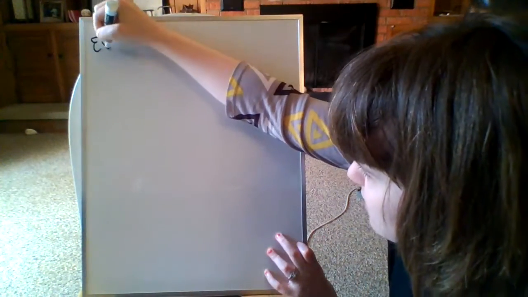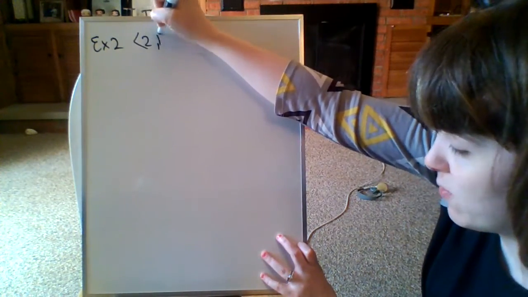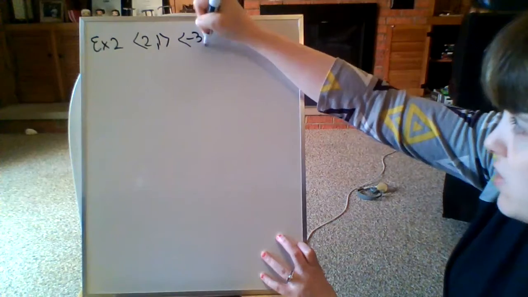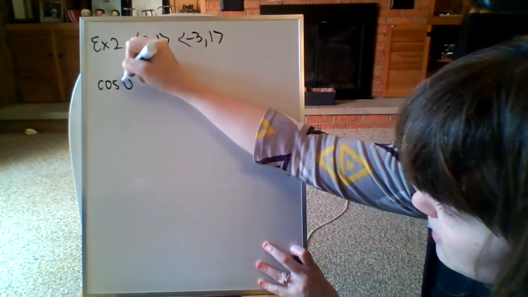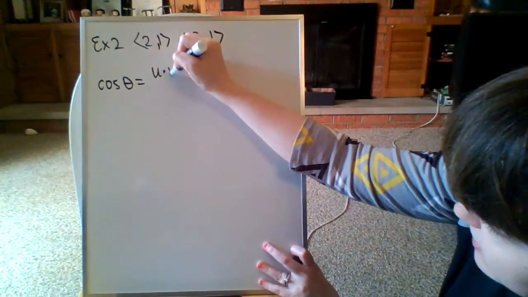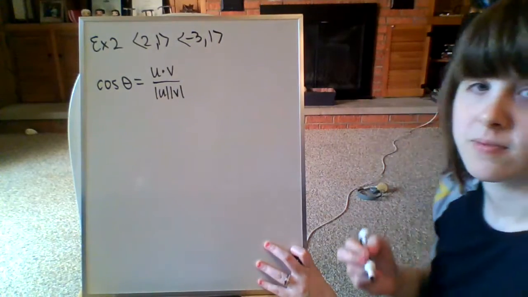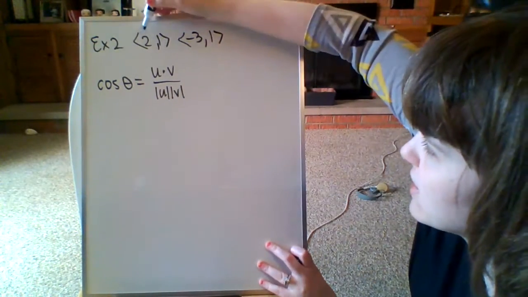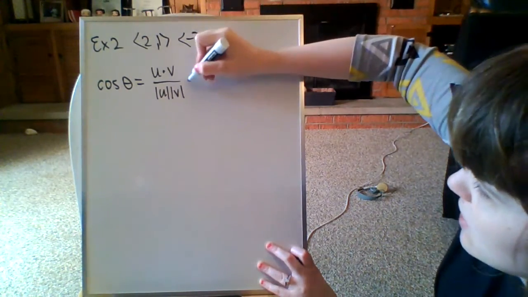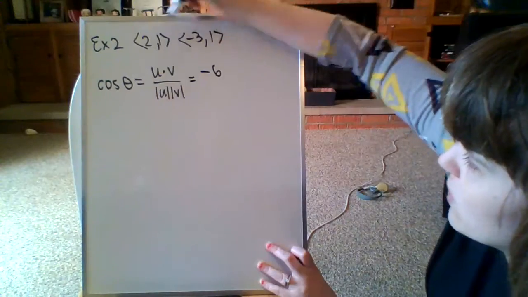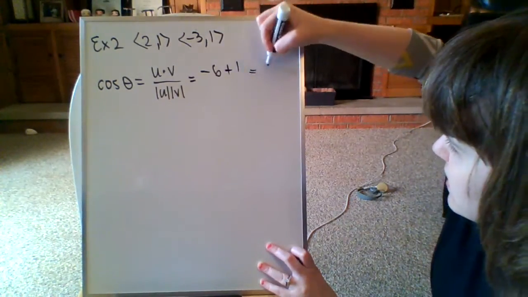Alright, so example 2, we're trying to find the angle between the vectors <2, 1> and <-3, 1>. And then I'm going to write the formula here again. The dot product of u and v over the magnitude of u times the magnitude of v. Okay? So dot product of u and v. Let's see here. 2 times -3 is -6, and 1 times 1 is 1. Okay, so that equals -5.